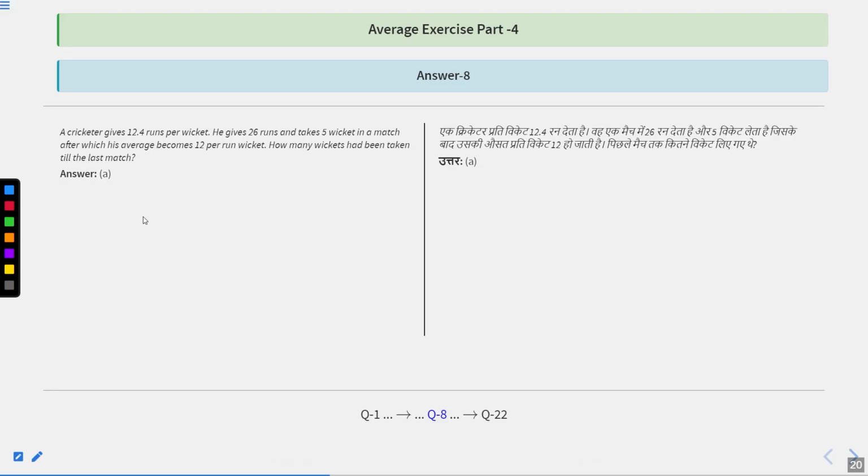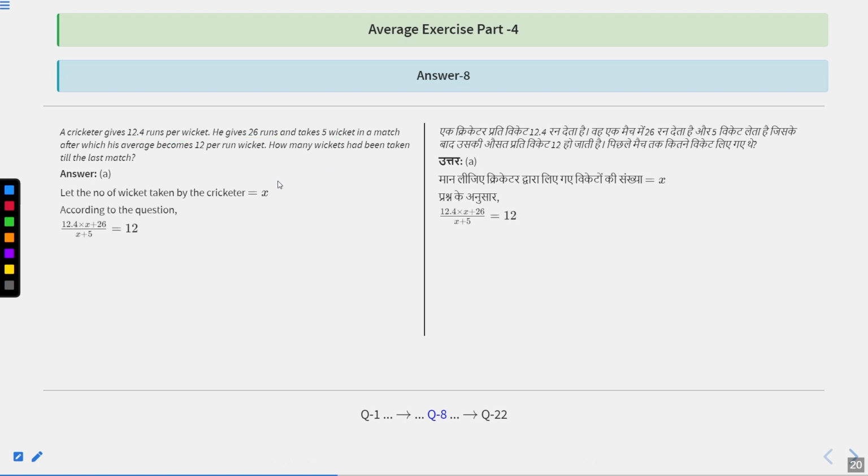Now the question says that a cricketer gives 12.4 runs per wicket. His average is clear. He gives 26 runs and takes 5 wickets in the last match. Clear. And now the average becomes 12 runs per wicket. Clear. So first we let the number of wickets taken by the cricketer be X.